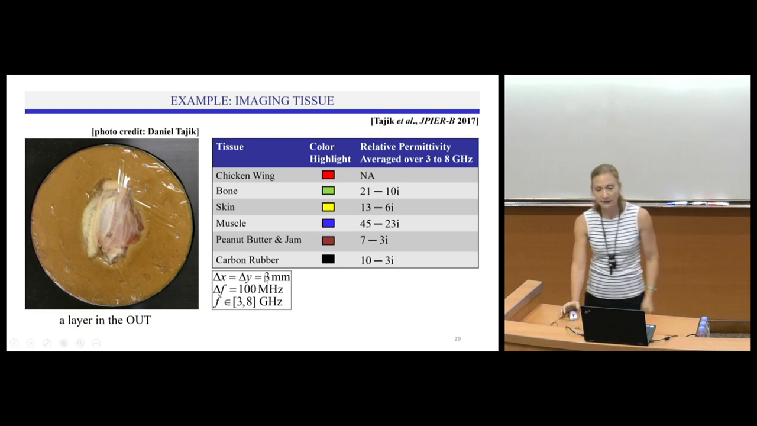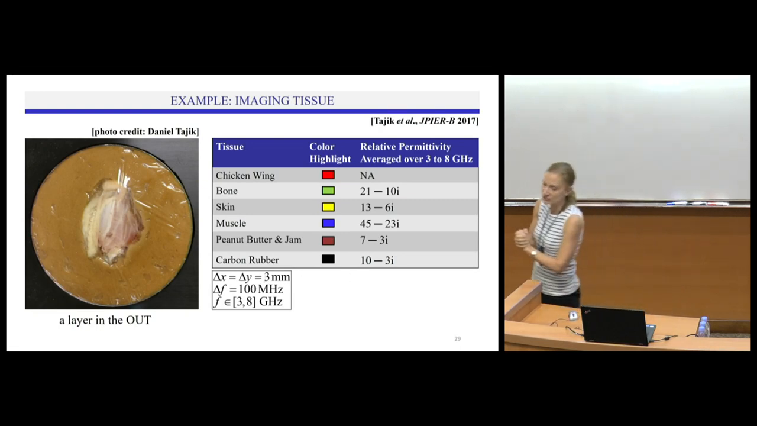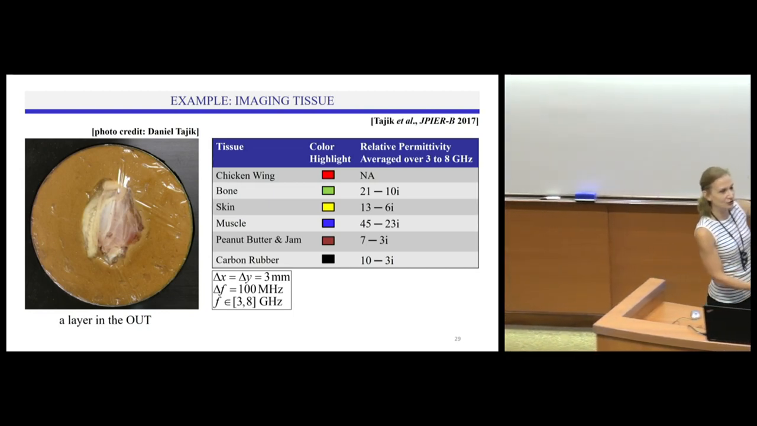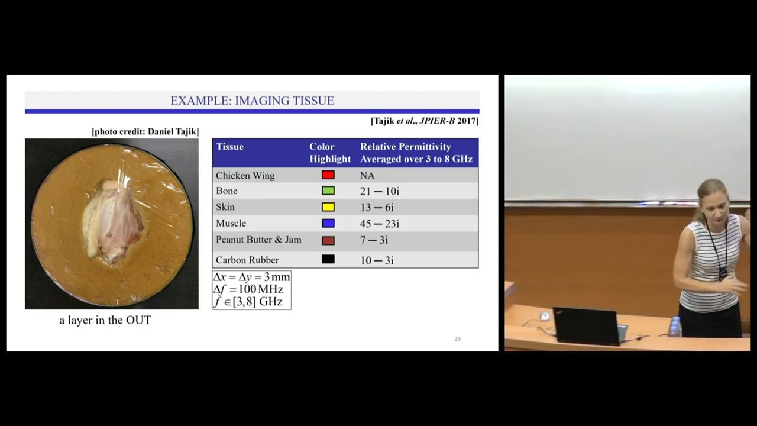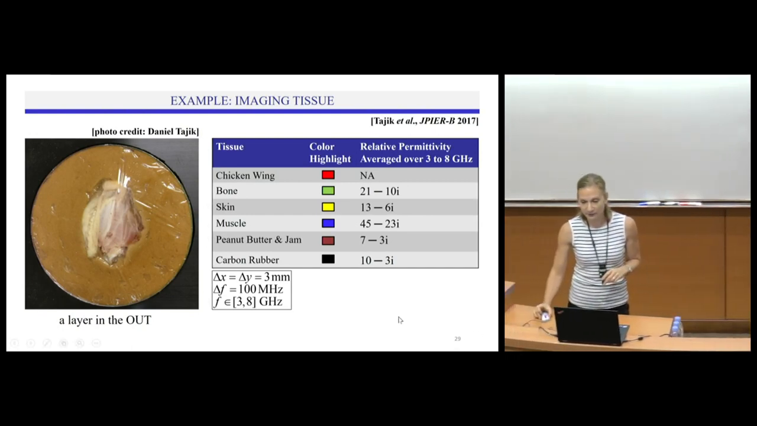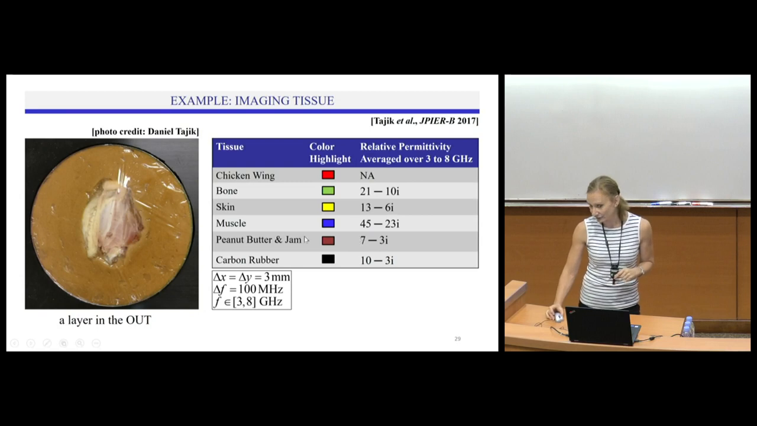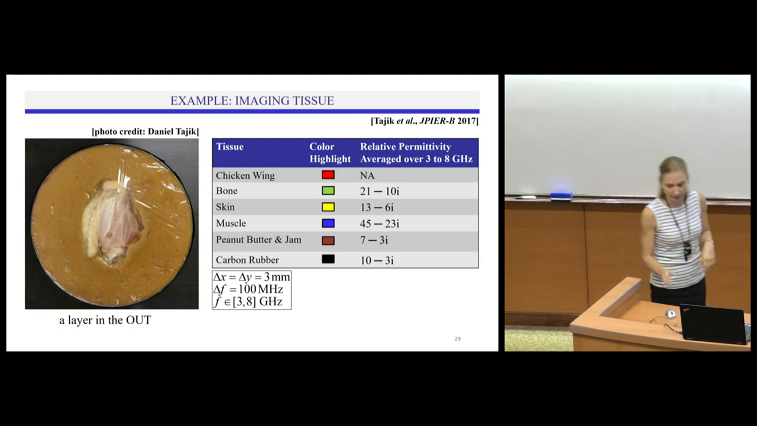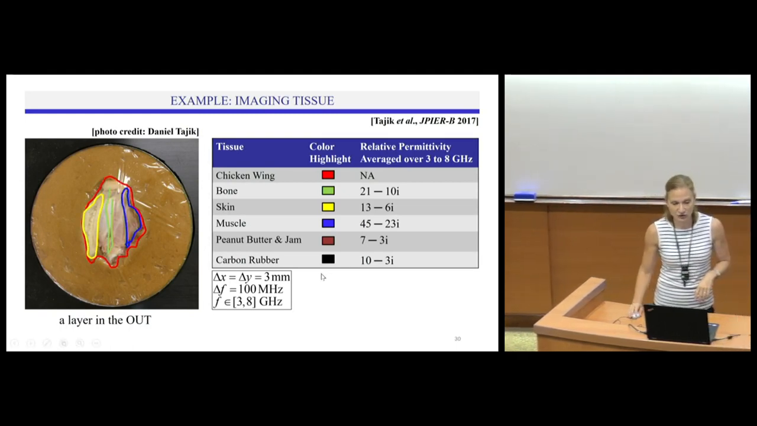So what he did, he played around with peanut butter and jam in a food processor. Finally, by adjusting the ratio of peanut butter and jam, he got a value of the permittivity which was not that different from the carbon rubber, the black phantom material here. And he covered this on both sides with more carbon rubber sheets, and he imaged it.